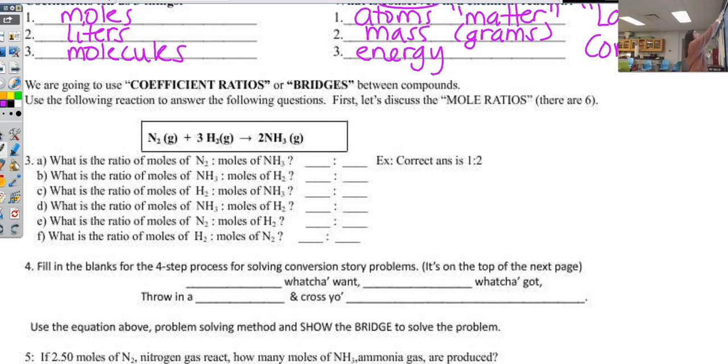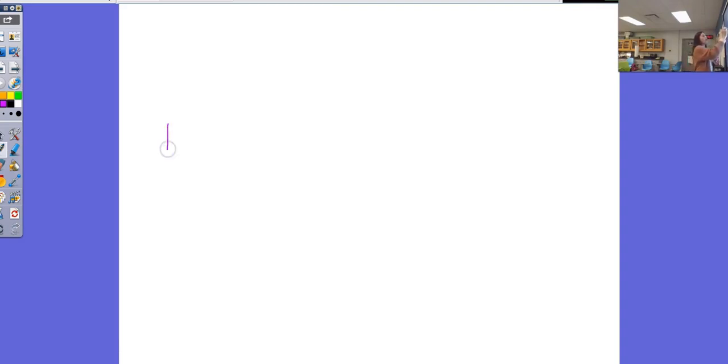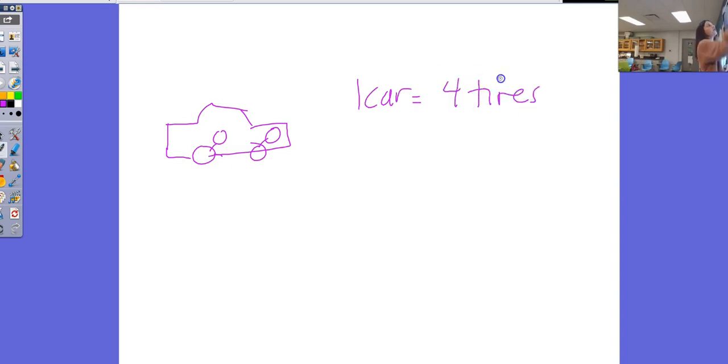So if I had, instead of just one car, and I'm just going to show as if there was another tire back there. What if instead I had 4 cars, okay? Well, if I had 4 cars, how many tires would I have? And you guys know what to do. You would multiply 4 times 4. So if I have 1 car, then I know I'm going to have 4 tires. So if I have 4 cars, I know I'm going to have 16 tires, okay?